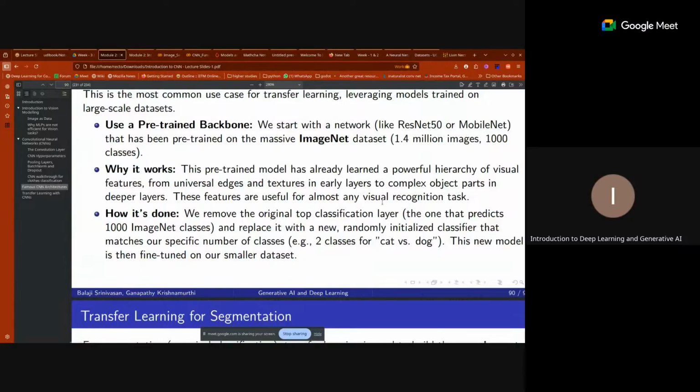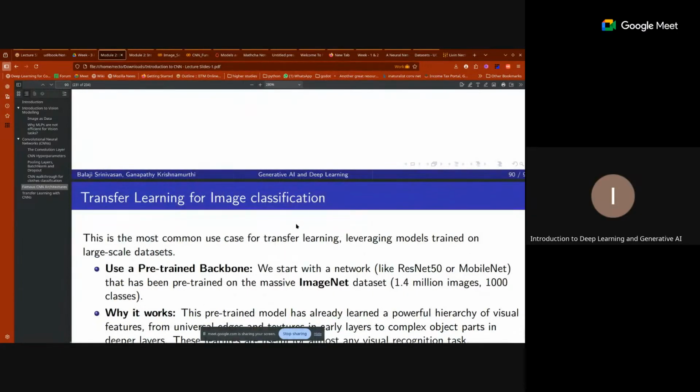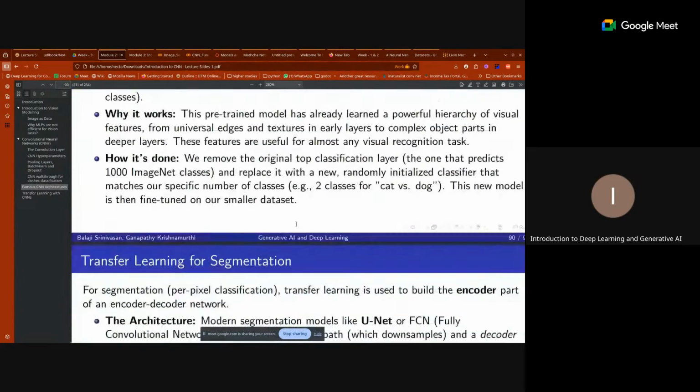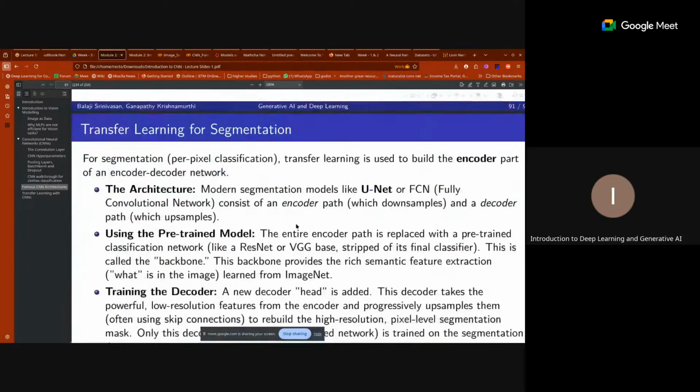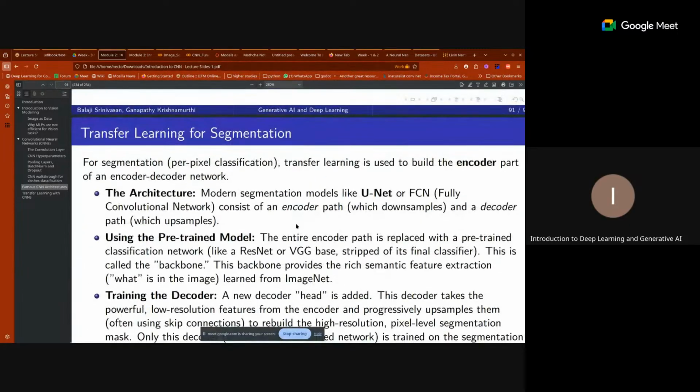These are some ideas about why this works and some intuition about that. Then there is this, they are introducing the U-Net and other stuff.